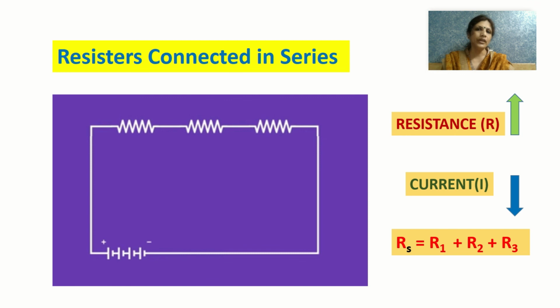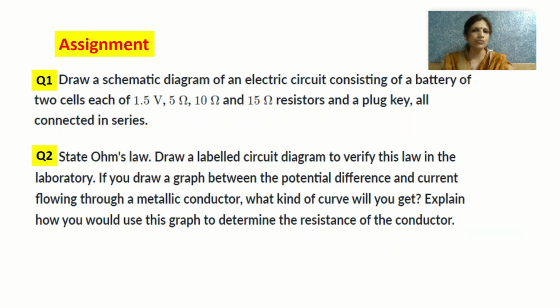Alright, with this we have a small assignment to do. Please try writing these two questions in your notebook. Question number 1 is, draw a schematic diagram of an electrical circuit consists of a battery of 2 cells, each of 1.5 volts, 5 ohm, 10 ohm and 15 ohm resistors and plug key, and all connected in series. Now you have learnt the method to draw an electrical circuit. You have to make use of the rules which we have studied and draw an electrical circuit.